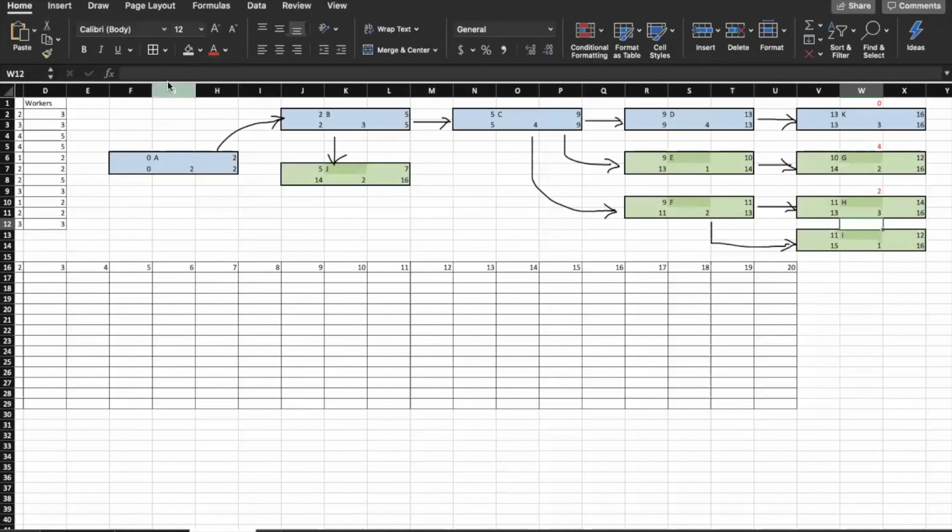For I, we see 4 days again. D has no wiggle room because it's on the critical path, so no free float. It is 0. For E, we have 14 minus 10, which gives us 4 days of free float. For F, we have 13 minus 11, which is 2 days of free float.